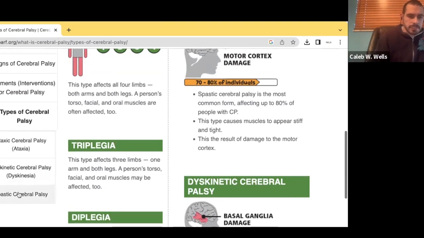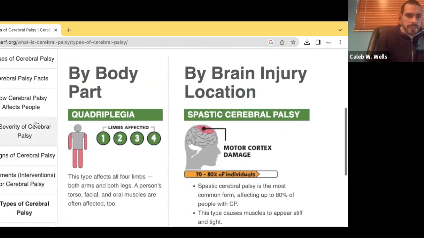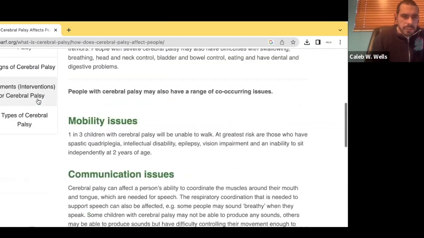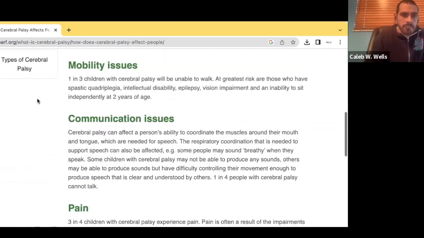And so we have some other topics here as well. We talk about 1 in 3 children born with cerebral palsy have mobility issues. Another 25% of children born with cerebral palsy deal with communication issues. And there are 24 children a day born with cerebral palsy here in the United States. So that's about 1 in every 323 births here in the United States.